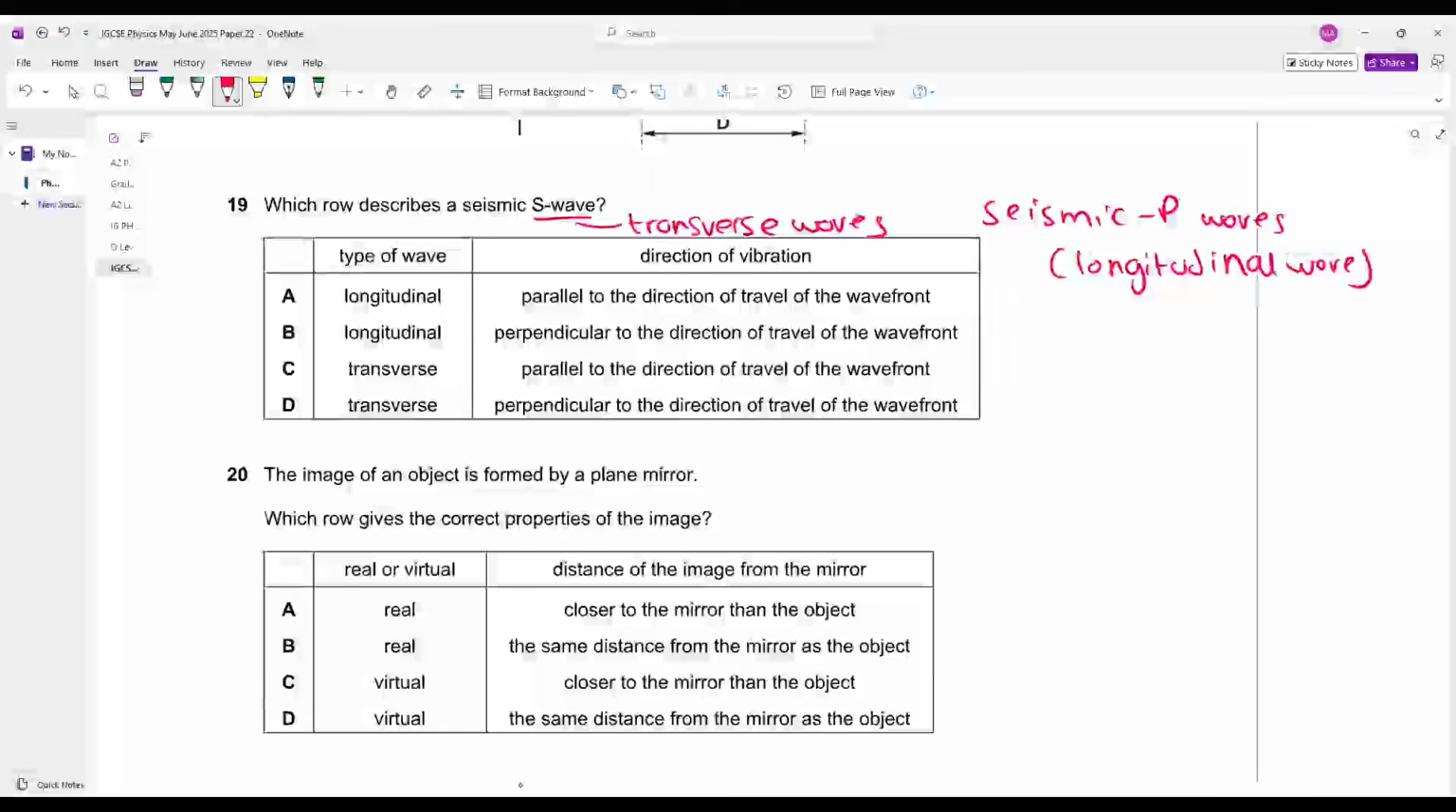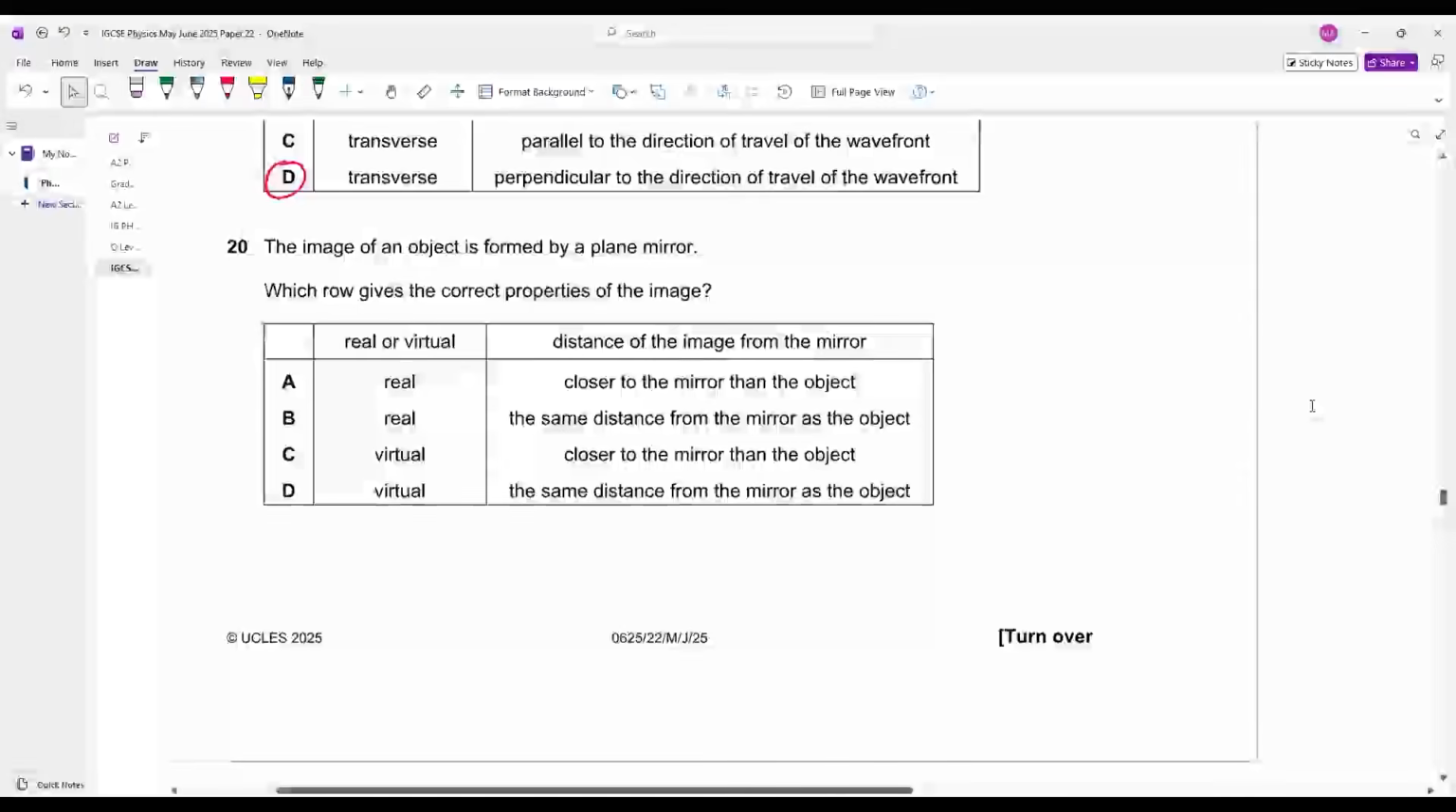Seismic P waves कौन सी होती हैं? Longitudinal। Seismic S waves कौन सी होती हैं बेटा? Transverse। और transverse wave क्या करती हैं? They travel perpendicular to the direction of wavefront. D is your answer. Let's move on to page question 20.